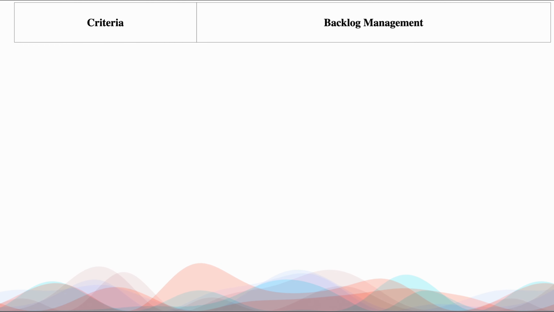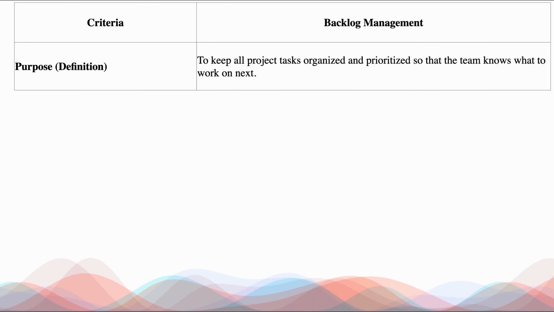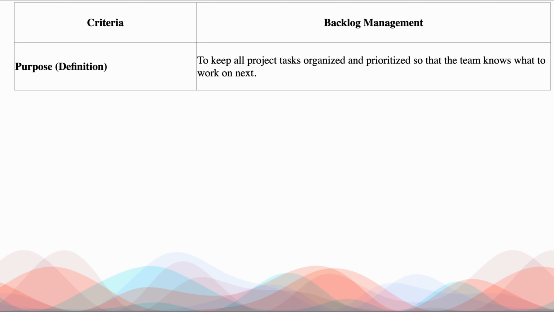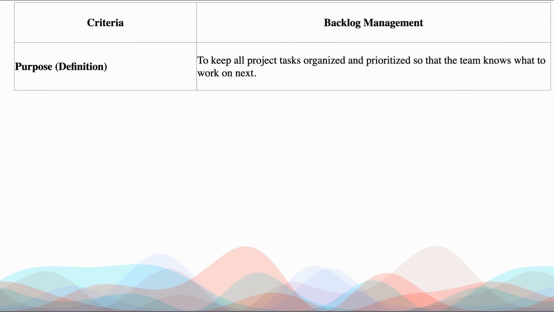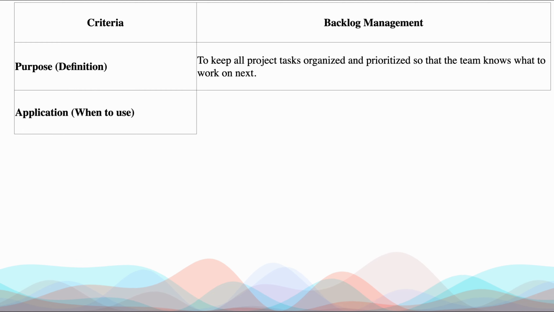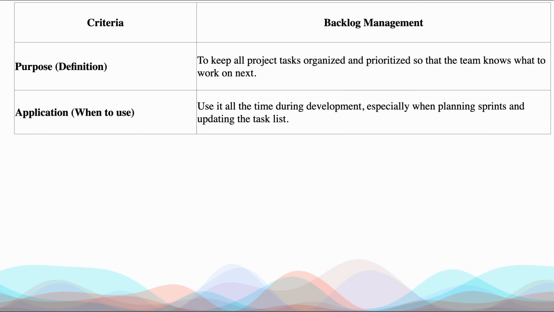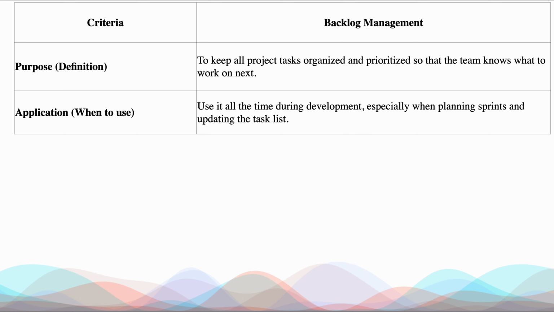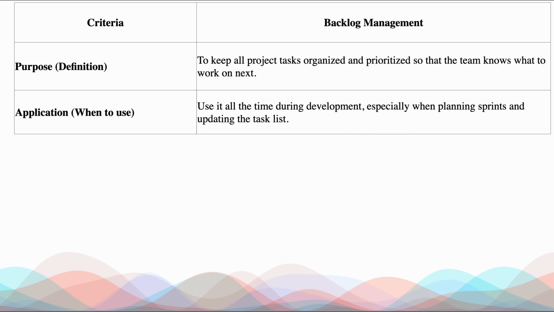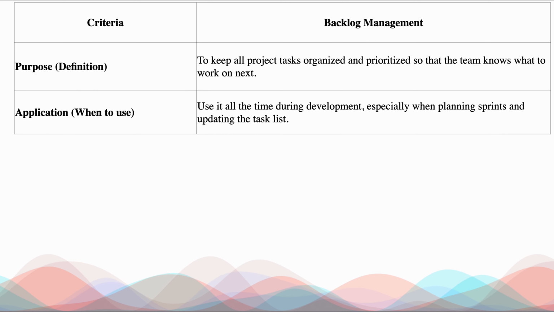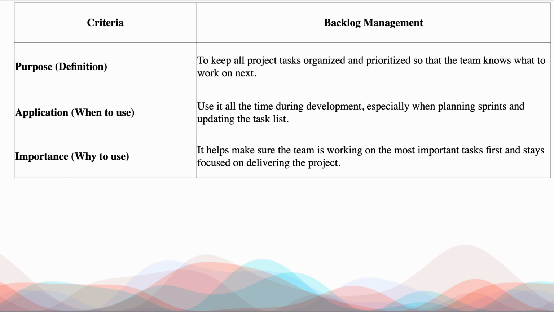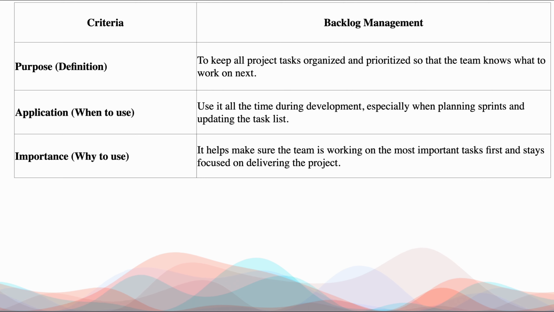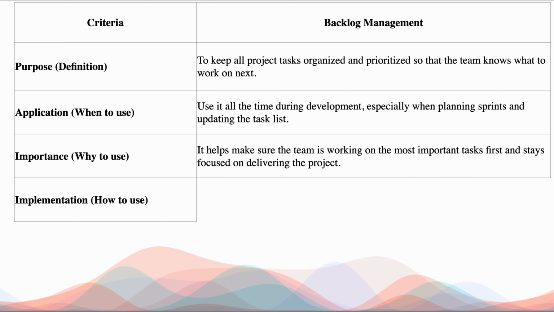Now, for all the ones who have not understood what we just mentioned, this is something for you, in very simple English words. The reason we use backlog management, or the definition, is to keep all the project tasks organized and prioritized so that the team knows what to work on next. Application, when to use backlog management: use it all the time during development, especially when you do sprint planning and updating the task list. That is, whatever items you want to do, you use backlog management. Importance, why we use that: it helps make sure the team is working on the most important tasks first and stays focused on delivering the project. Definitely, that's the only reason we use this.